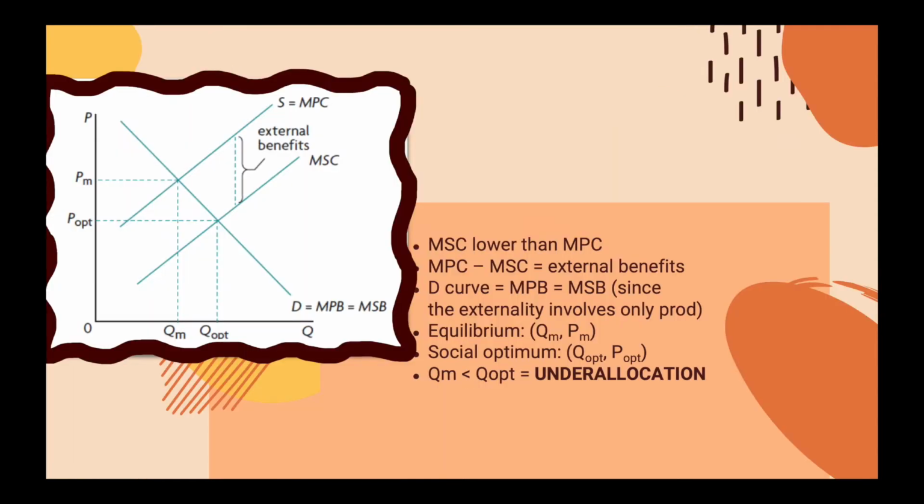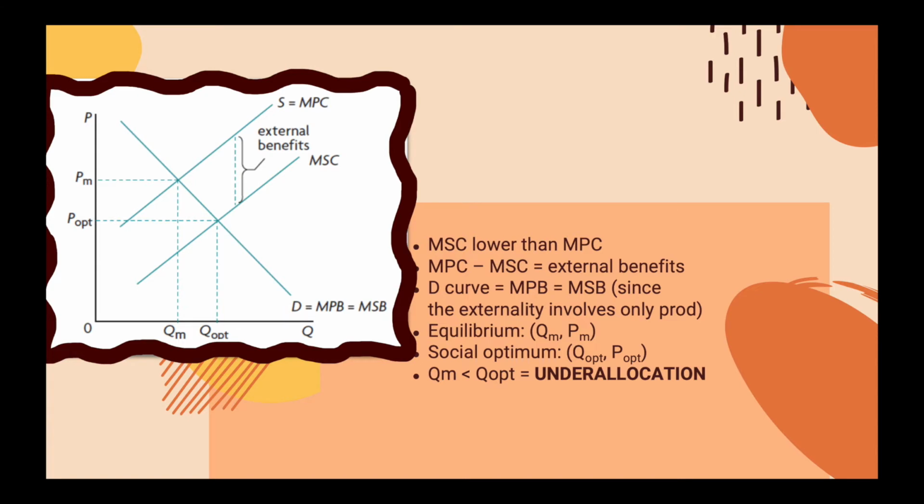It consists of three curves: the marginal private cost curve, or supply curve, the marginal social cost curve, and the demand curve, which in this instance is equal to the marginal social benefit and the marginal private benefit curves. This is because the externality only involves production. One of the most important features of the graph is that MSC is below MPC. This is because the price to society will be lower than the private costs associated with the product. This is what leads to the positive externality of the product.